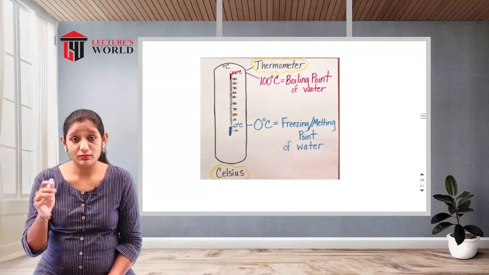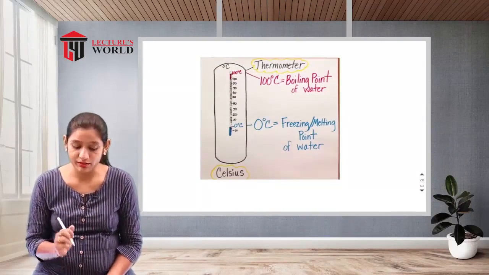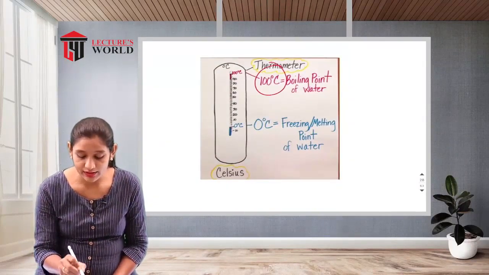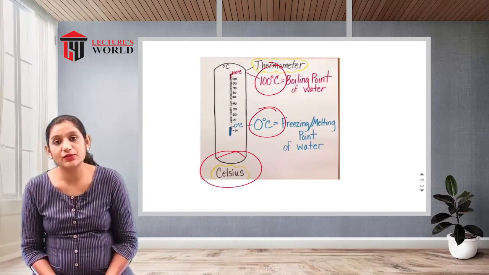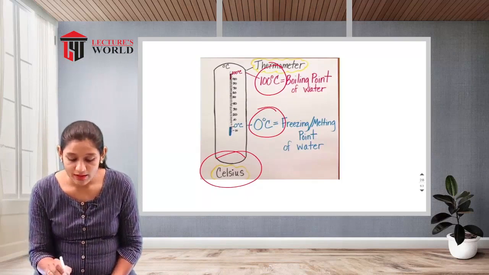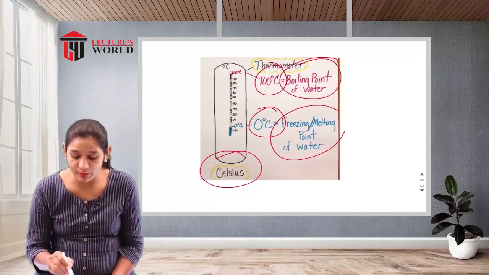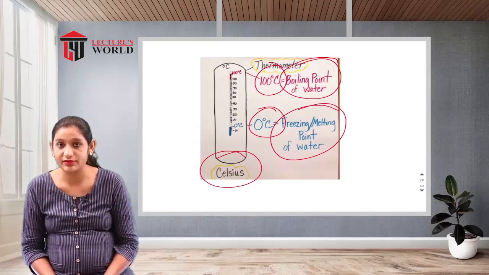Here we are marking the thermometer, like 100 degrees centigrade and 0 degrees centigrade. This is in Celsius. This is always the unit in Celsius. The boiling point of water and the freezing point of water are observed here. Next one.